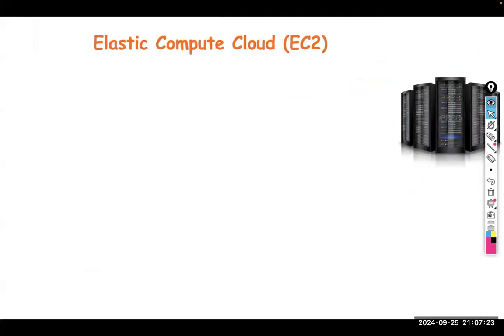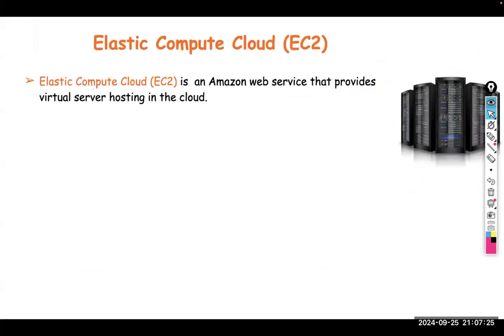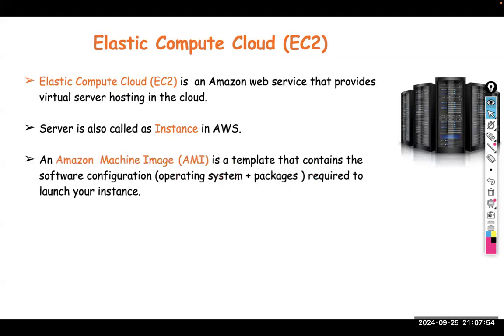Elastic Compute Cloud is a service in AWS. Using this service, we can launch virtual machines in the AWS Cloud. A server is also called an instance. Virtual machine, instance, server, anything is the same. In AWS, officially, we use the terminology called instance, but the meaning is the same. You can call it a server, an instance, or a virtual machine, anything is fine, but officially they name it an instance.